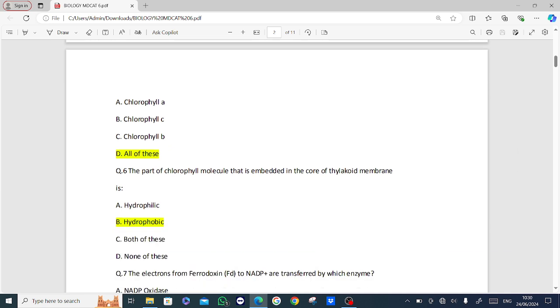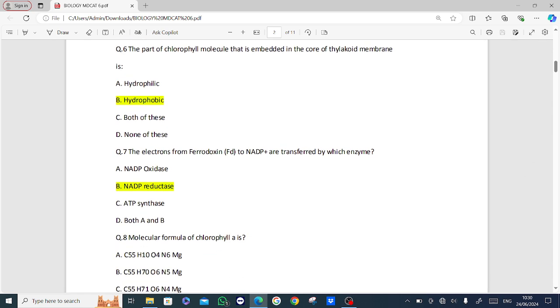Next MCQ is, the part of chlorophyll molecule that is embedded in the core of thylakoid membrane is. Options are hydrophilic, hydrophobic, both, none of these. Answer is option B, hydrophobic.